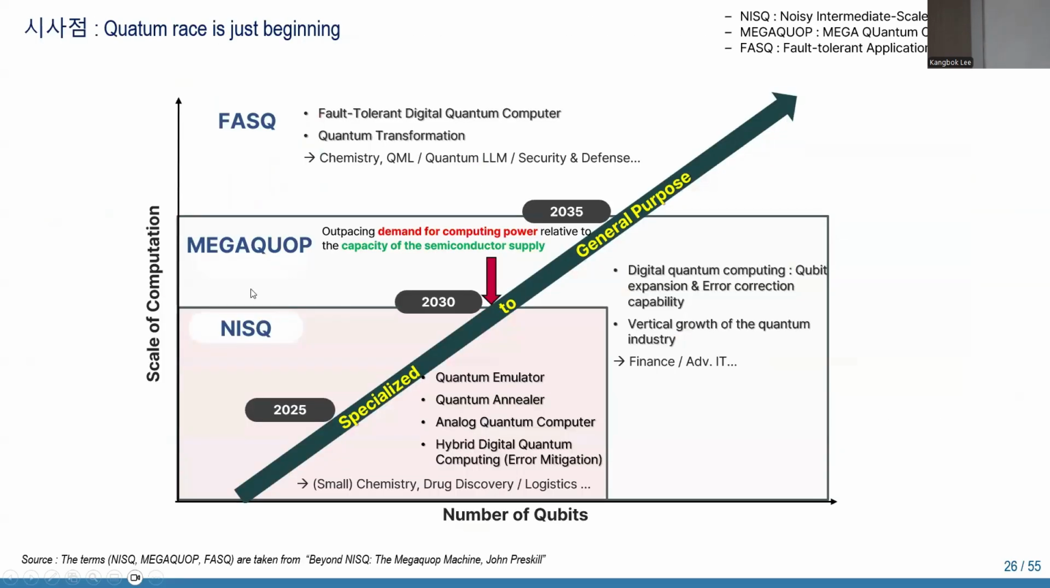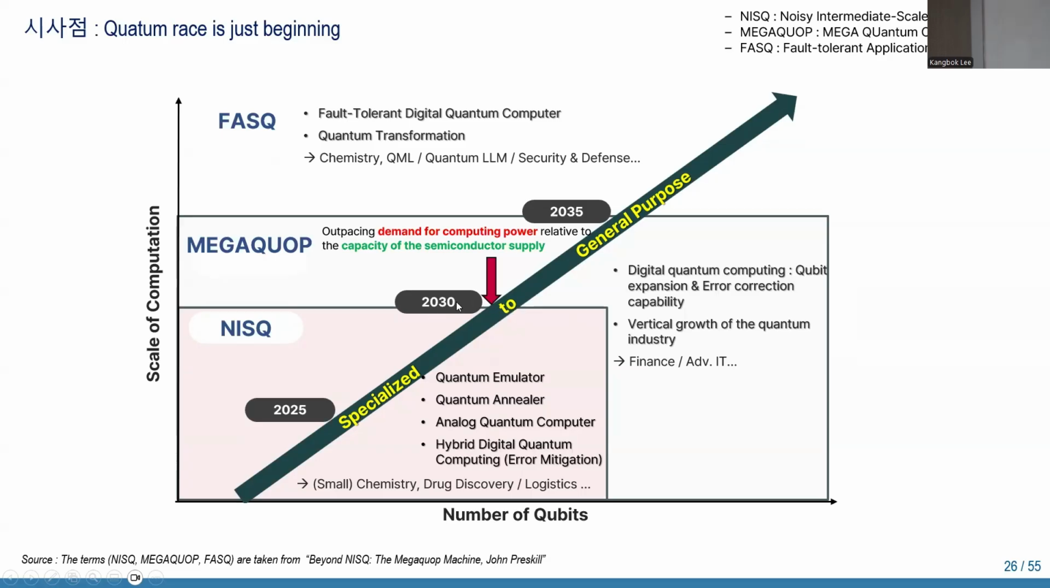We are now in NISQ. NISQ means we have to accept noise and intermediate qubit scale. So yeah, we have to accept noise here. The current quantum computer is not perfect and still at a premature stage. But this time, please forget the number here. This is just marketing. We don't know when this can be.